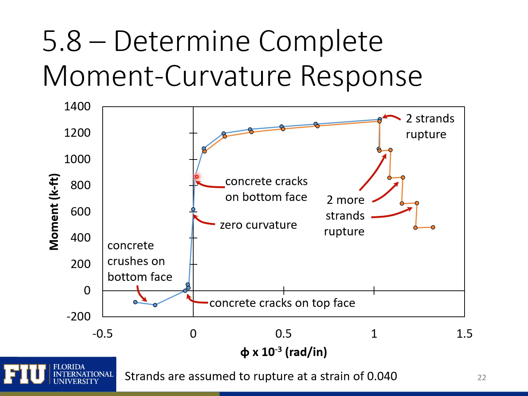Then our concrete cracks on the bottom face at this point, and we start to go nonlinear. As we go nonlinear, we'll start to see some of our strands rupturing. We assume our strands rupture at a strain of 0.04. So we have rupturing of 2 strands, 2 more strands, and the strands keep rupturing on their way up. That's why we get this step down in behavior.